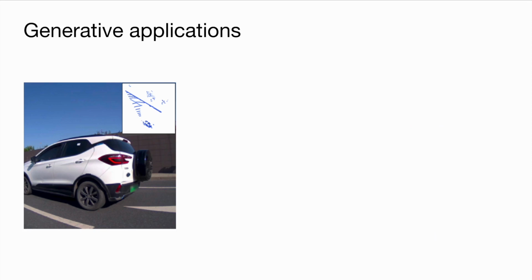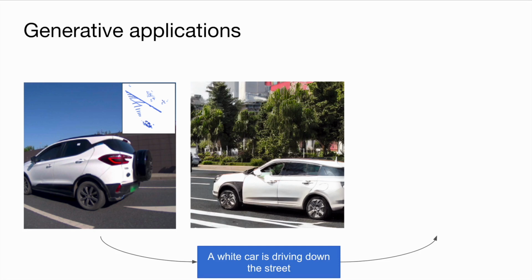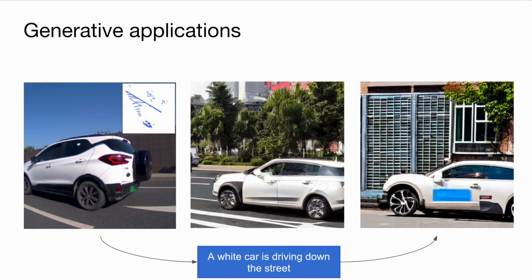Next, we demonstrate a couple of generative applications. On the left, you have the original image and the corresponding point cloud. In the middle, you have a generated image based only on the LiDAR embedding. We also have the corresponding caption, again based only on the LiDAR embedding. Finally, we can generate an image conditioned on both the LiDAR encoding and the caption.